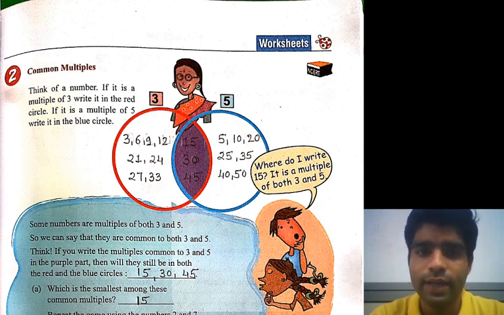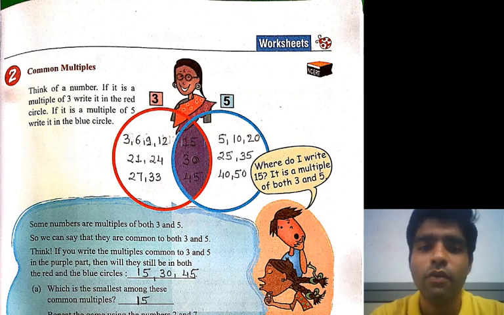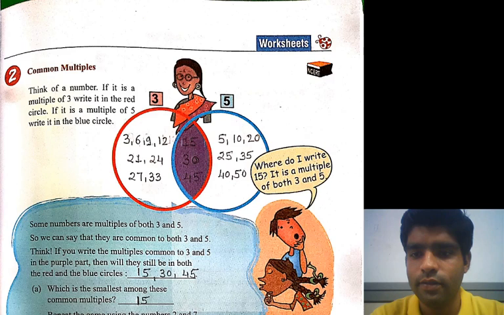I already wrote down the table of 3, and I already wrote down the table of 5. We just have to find out the common number between the table of 3 and the table of 5. They will be in both the red and the blue circle. I have already given this to you. Now see, this purple color is already given. We have to find out the common number.